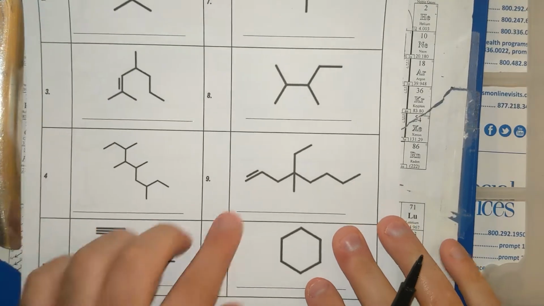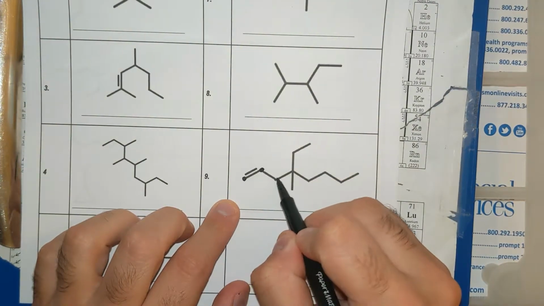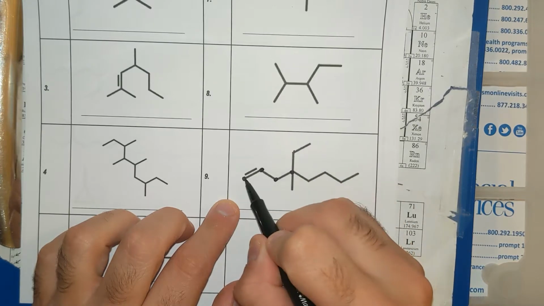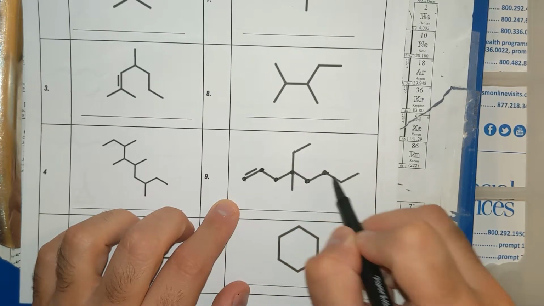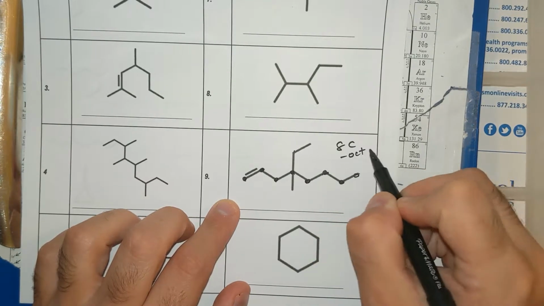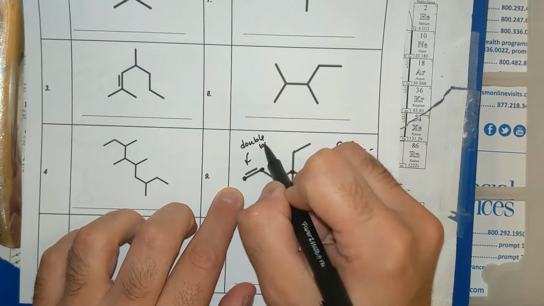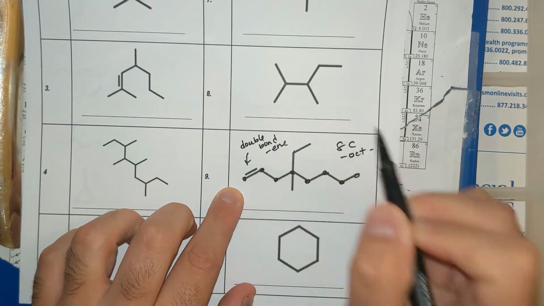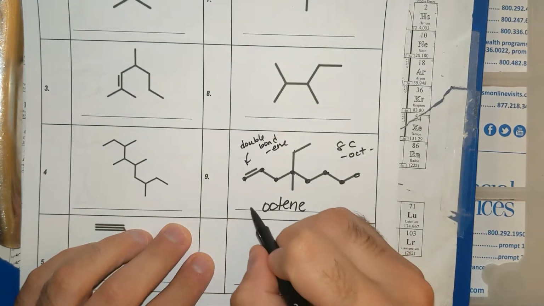Something like number 9 here, if I find my longest chain, 1, 2, 3, 4, 5, 6, nope. 1, 2, 3, 4, 5, 6, 7, 8. Oh yeah, that's got to be the longest one. I have 8 carbons, which is going to be oct. And then I have a double bond, which is going to give me the ending ene. So this is going to have the parent name of octene.